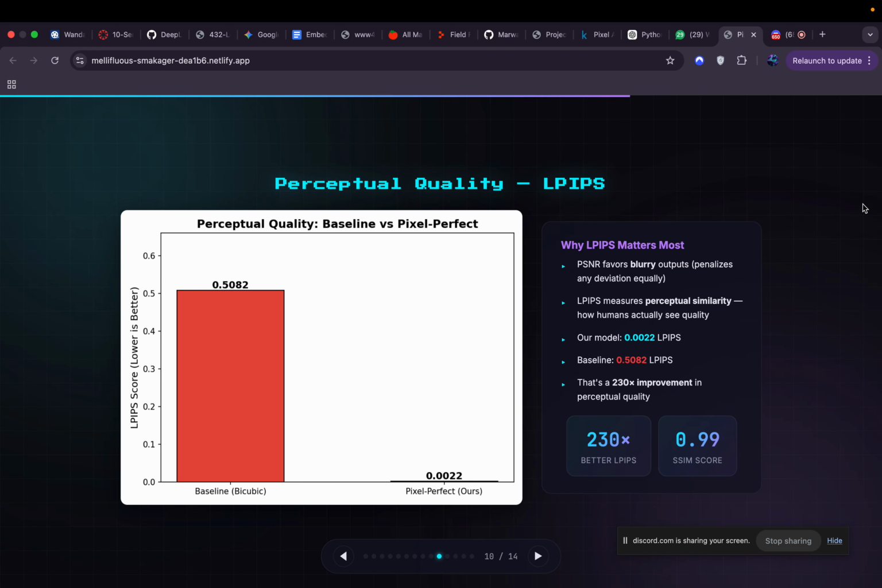We want to highlight why LPIPS is the most important metric for this task. PSNR actually favors blurry images because it penalizes any pixel deviation equally. LPIPS, on the other hand, uses a learned perceptual model to measure how similar two images look to human eyes. The gap is dramatic. Our baseline bicubic has an LPIPS of 0.5082. Our pixel perfect model, on the other hand, achieves 0.0022. That's a 230 times improvement in perceptual quality, which is expected. Essentially, our model's output is perceptually indistinguishable from the ground truth. Next.